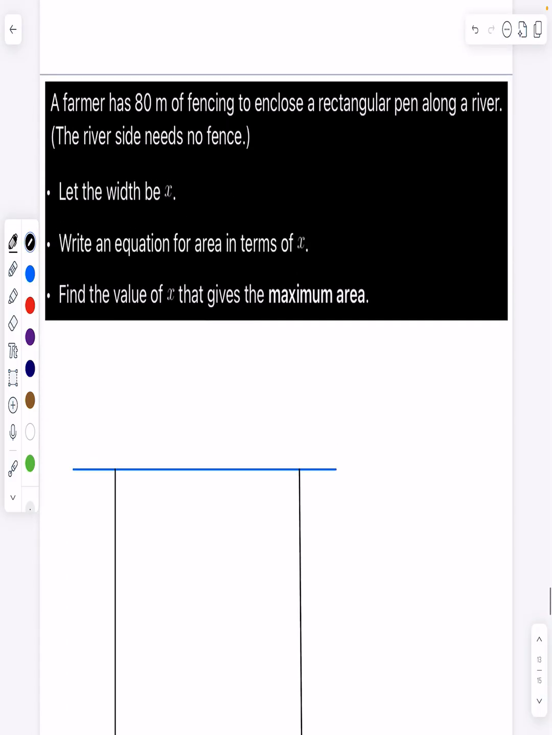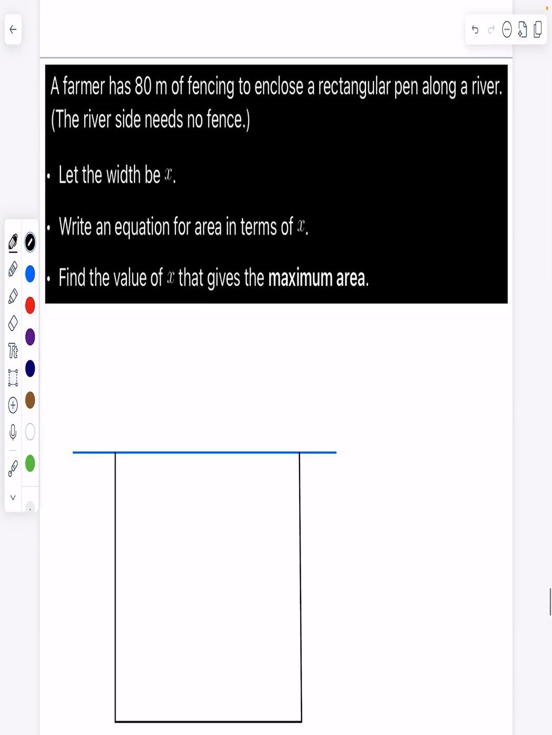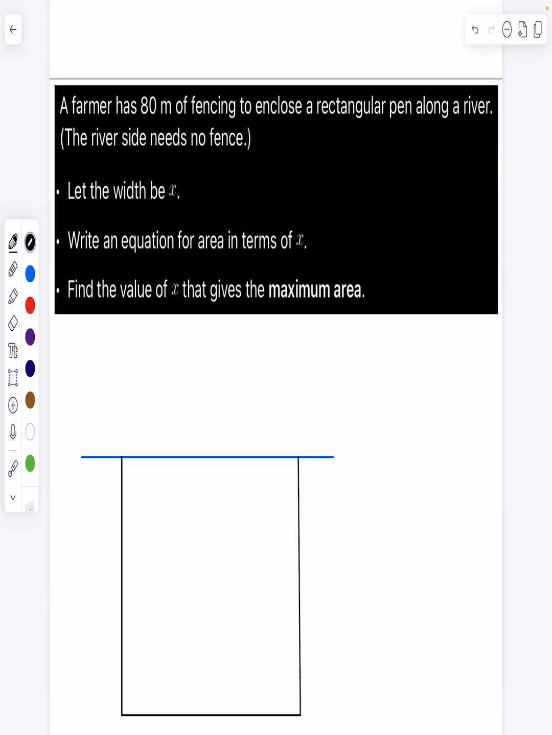All right, so here's a practical example of quadratic. So let's take a look at this example together. A farmer has 80 meters of fencing to enclose a rectangular pen along a river. The riverside needs no fence. Let the width be x. Write an equation for the area in terms of x, and then find the value of x that gives the maximum area. So it already gave us a hint about what our a value is going to look like. Our a value is going to be negative because we're dealing with maximum behavior.